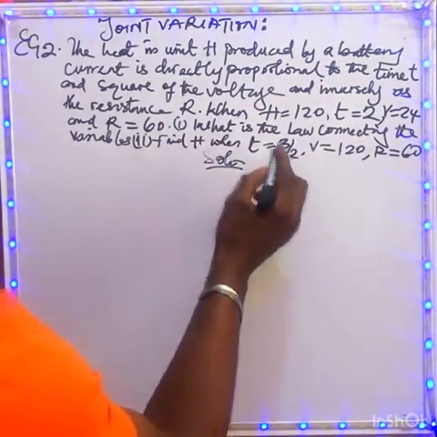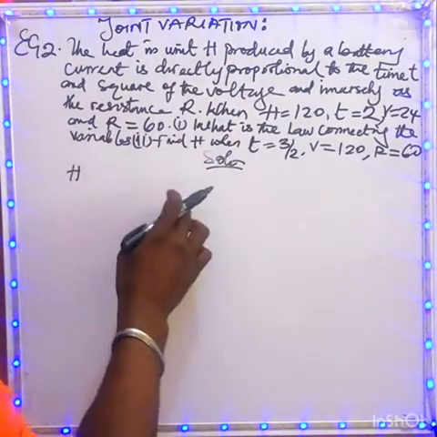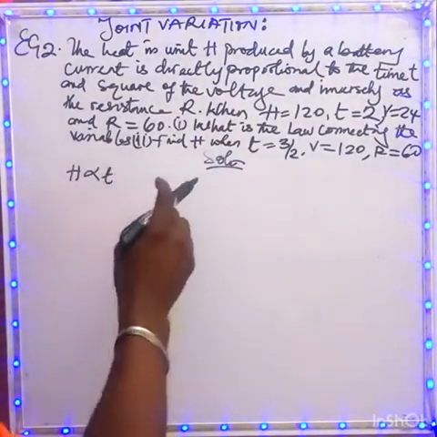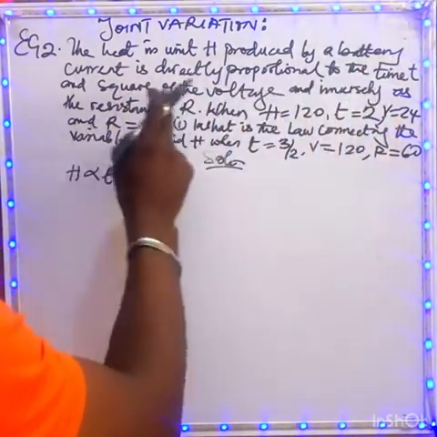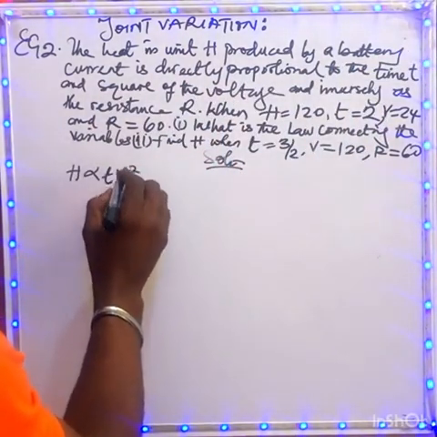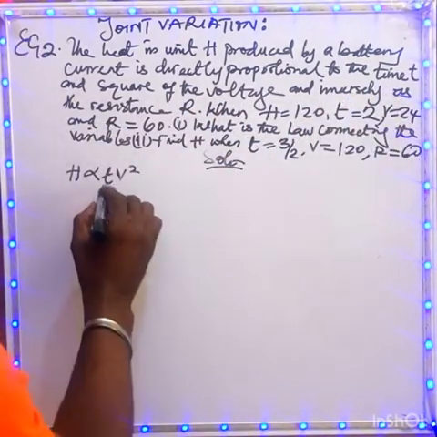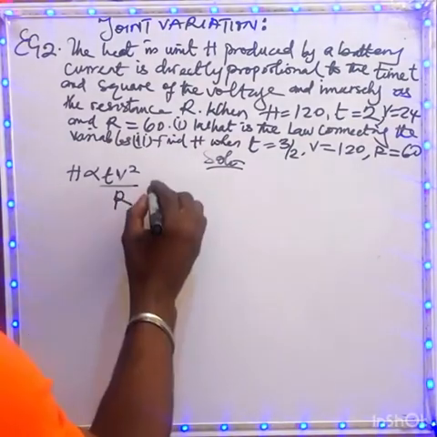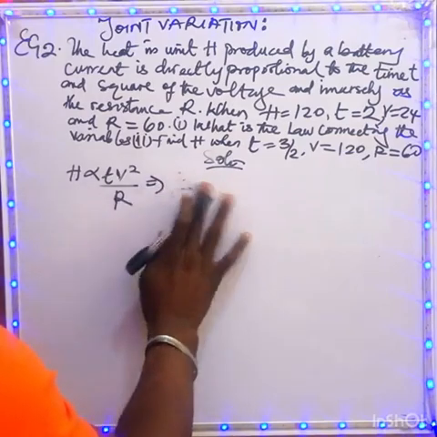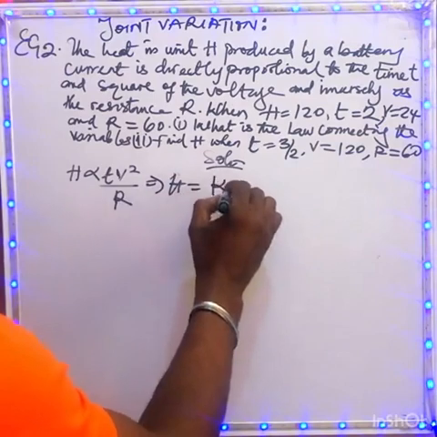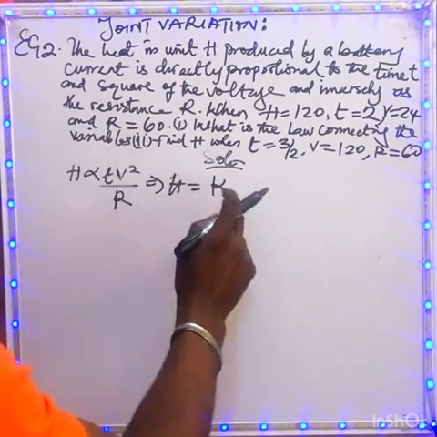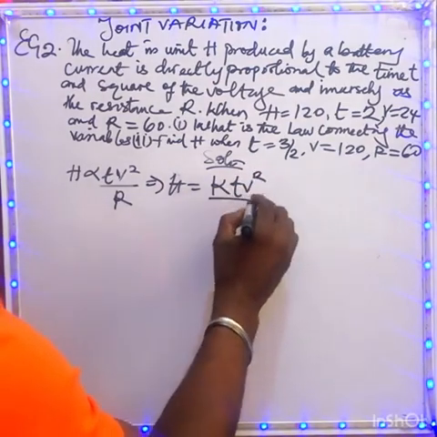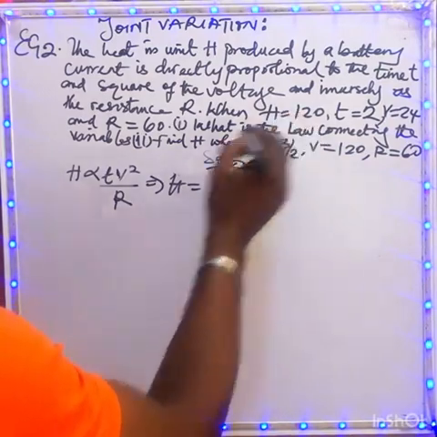So now you have H, the heat produced. We are told that it is directly proportional to the time t, and also directly proportional to the square of the voltage V, and inversely proportional to the resistance R, that is, divided by R. In other words, it implies that H is equal to K, the constant of the equation, times T V squared all over R.